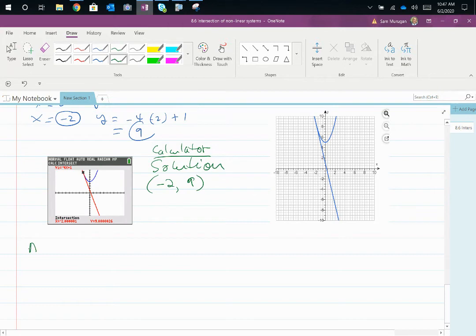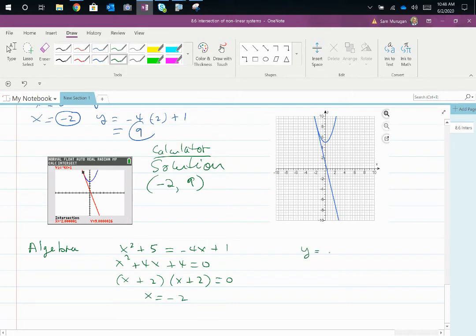Now, algebraically, you can calculate it by setting the two equations equal to each other. We have x squared plus 5 is equal to -4x plus 1. So x squared plus 4x plus 4 is equal to 0. And factor this, we have x plus 2 is equal to 0. So we only have one value for x. x is equal to -2. And y is equal to -4 times -2 plus 1, which is equal to 9. So you can get that answer algebraically also.